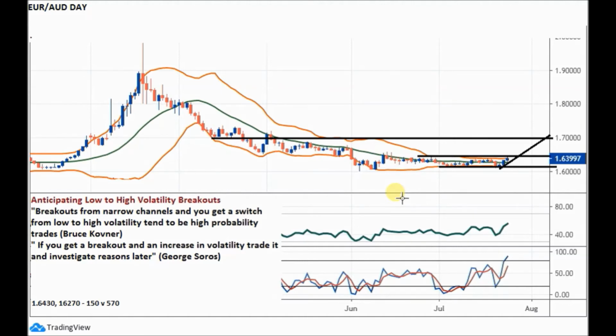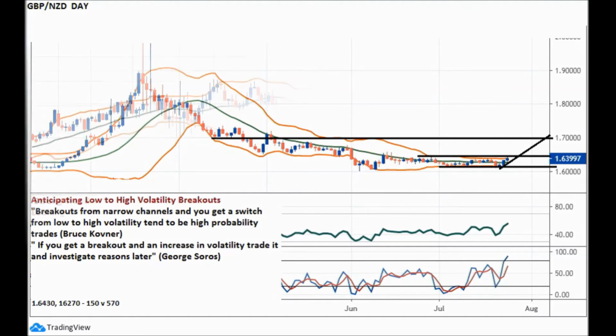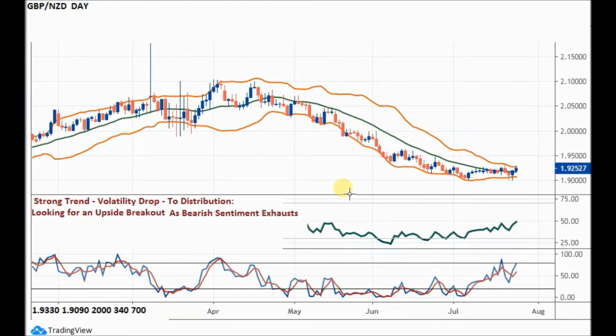Always good risk reward trades. You get follow through, odds of continuation are high. If you don't get follow through and it just hangs about, you just freeze the trade. Right, let's go and take a look at the next trade setup, which is going to be, of course, GBPNZD. Right, GBPNZD daily chart.